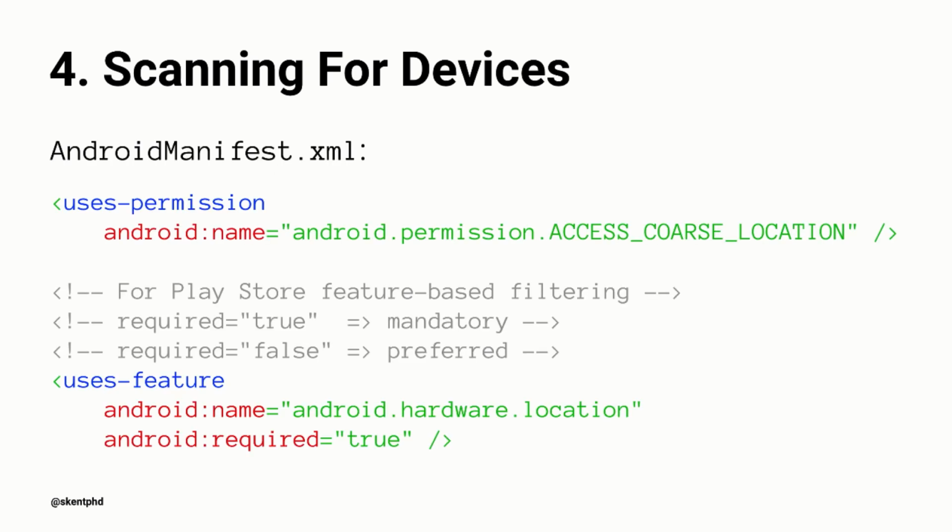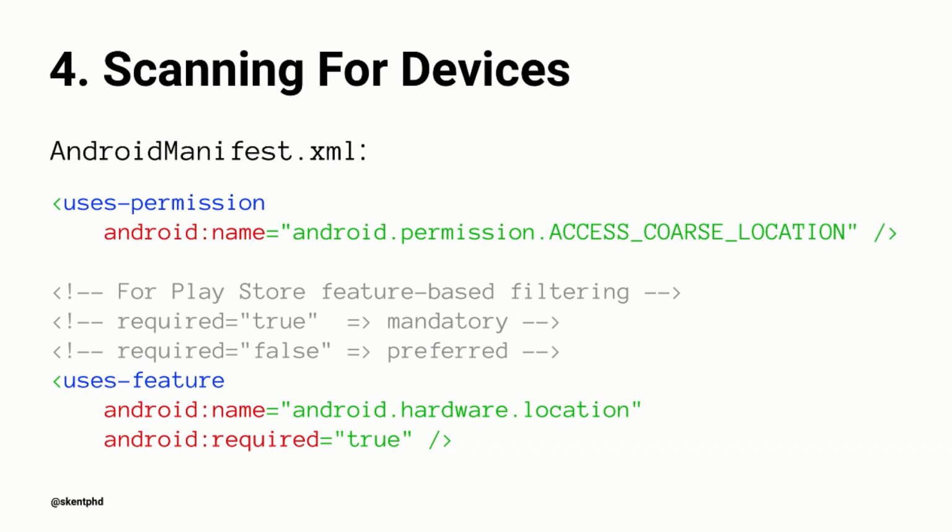So back in your Android manifest, you can request the access coarse location permission. And then again, if you're interested in making sure that devices support location, because otherwise they might not be able to scan, you can add another one of those feature flags to say, hey, if you want to install this application from the Play Store, I want you to have the ability to search for location.